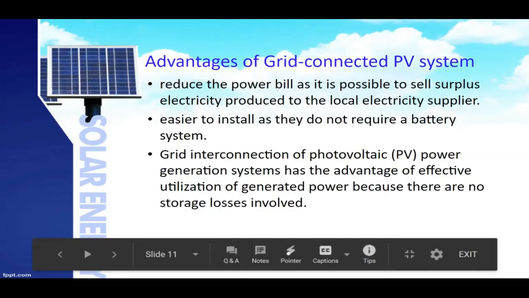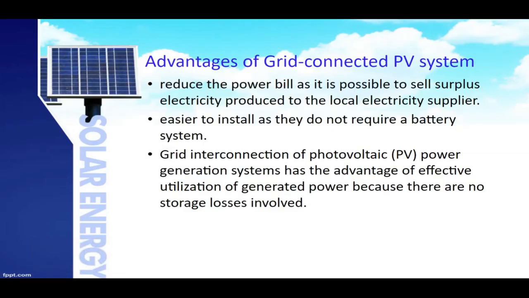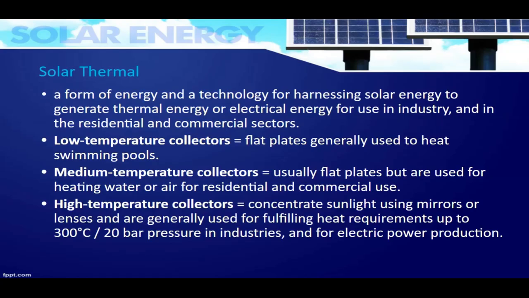So the grid connected photovoltaic system is the most used one compared to the standalone one. It reduces the power bill as much as possible. You generate your own electricity, you don't have to pay, and it's easy to install. Grid interconnection of photovoltaic cells is effective because there are no storage losses involved. Like a lead acid battery, if it's kept for a prolonged amount of time, it will lose its power.